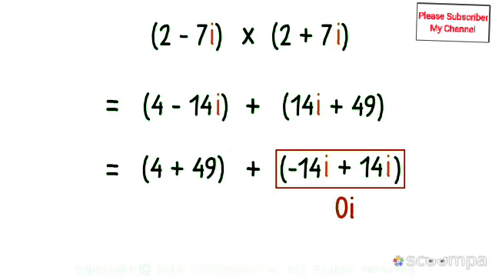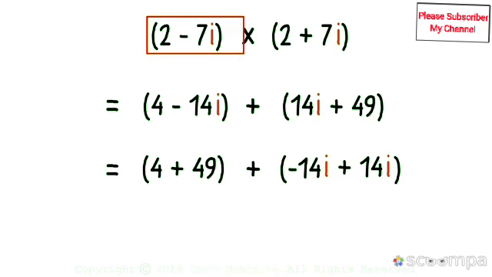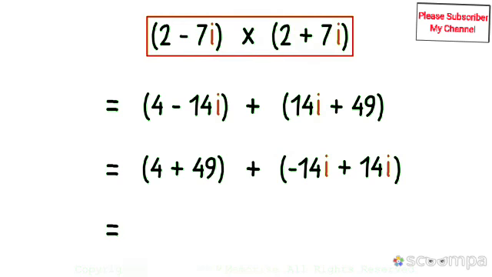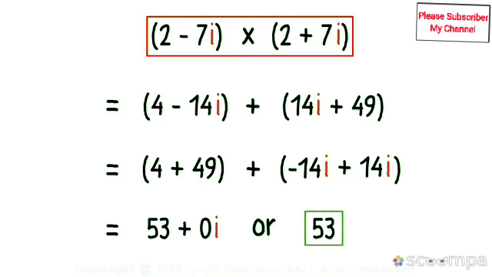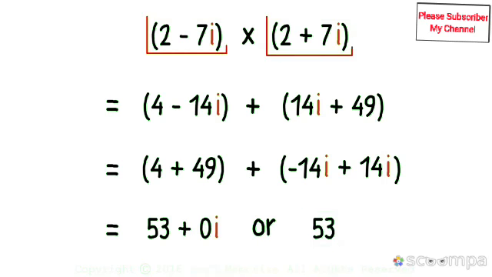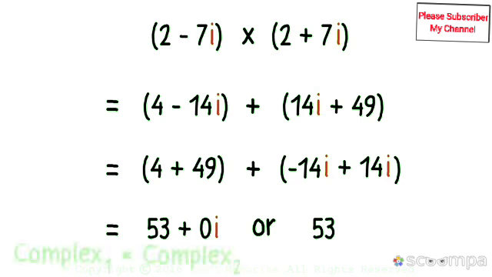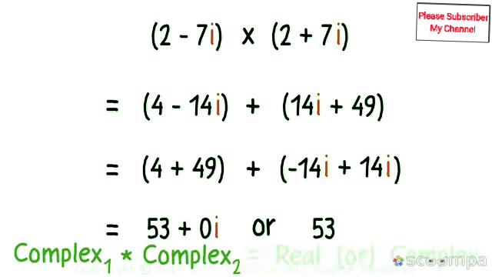That's interesting. 0i is nothing but 0. The imaginary part is 0. Hence, 2 minus 7i multiplied by 2 plus 7i gives us 53 plus 0i, or just 53, which is a real number. Multiplication of two different complex numbers gave us a real number here. So that should tell us that multiplication of two complex numbers may result in a real or a complex number.